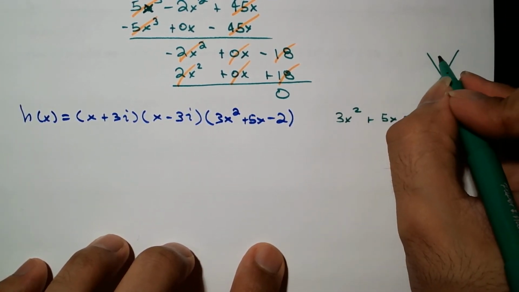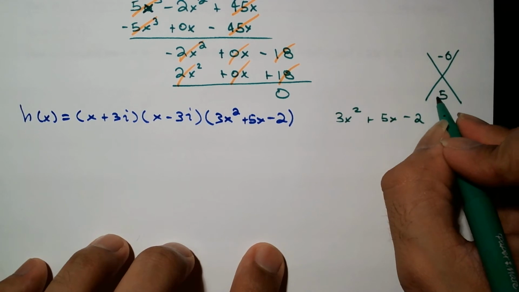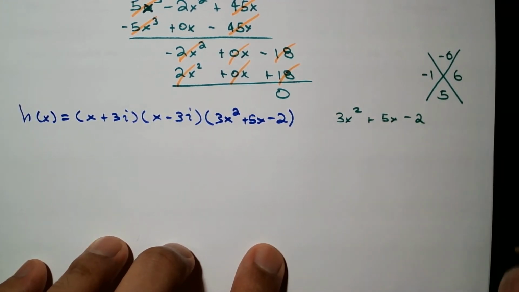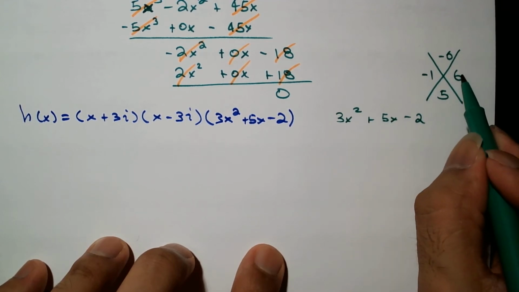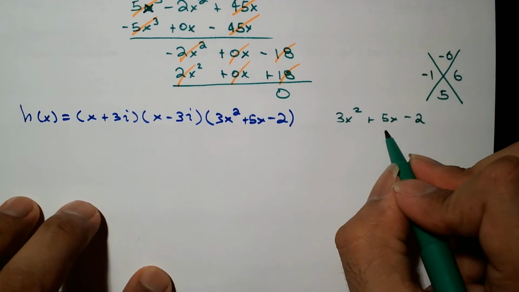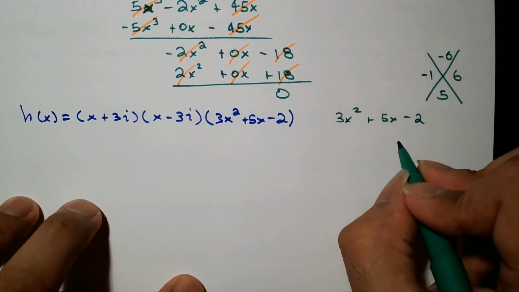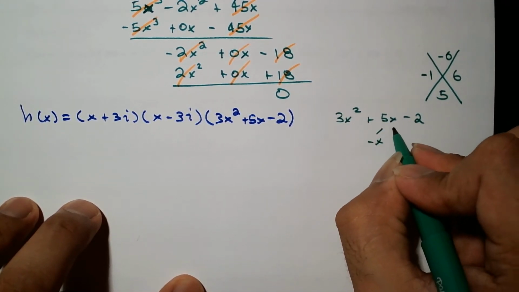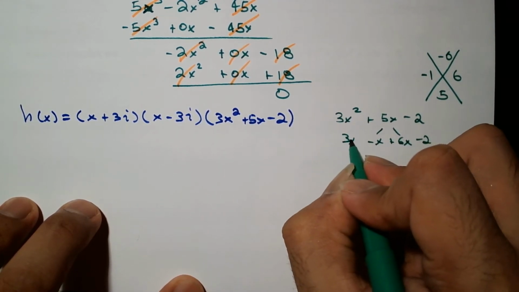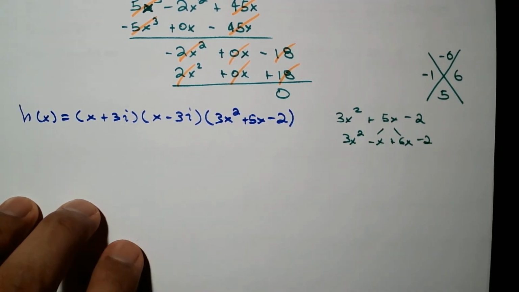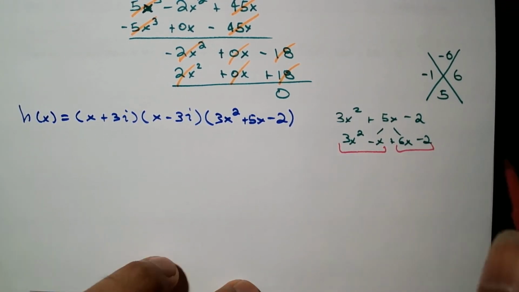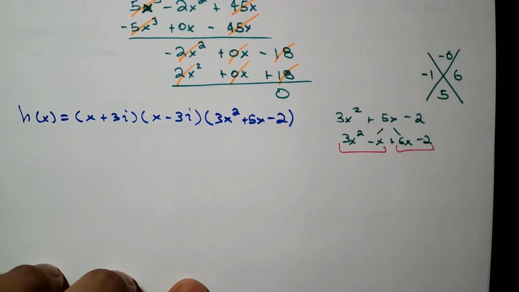So 3 times negative 2 is negative 6, and 5. Factors of negative 6 that add up to 5: negative 1 and 6. 6 minus 1 is positive 5, and 6 times negative 1 is negative 6. All right, so I'm going to split this into negative x, 6x, minus 2, 3x squared. I'm going to use factor by grouping over here to factor this trinomial.